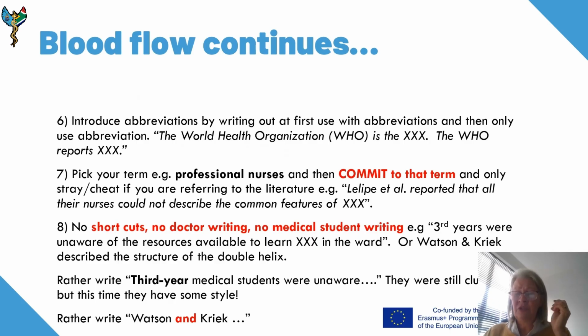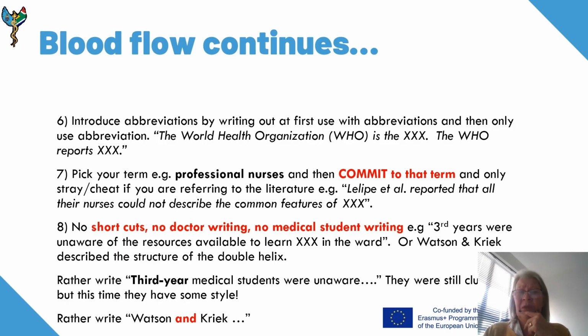Then you introduce an abbreviation at the first use. Remember, abstracts are separate from the actual body of the text. So in an abstract, you will apply this there, and then when you start the body of the text, you'll apply the same principle again. So World Health Organization, WHO, is the organization that does A, B, and C, and then after that, you only refer to the WHO.